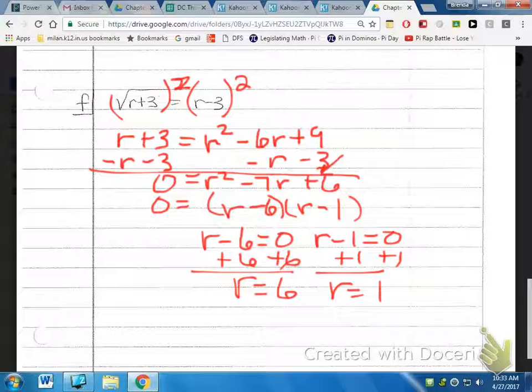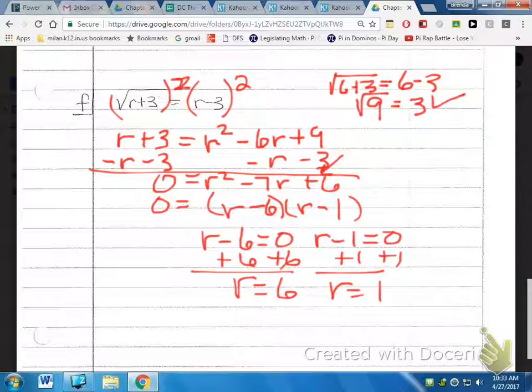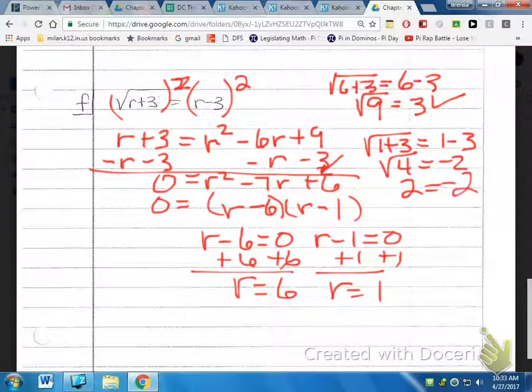I need to test. So if I test the r equals 6 first, radical 6 plus 3 equals 6 minus 3. So radical 9, what is that? So that's a good answer. Test the 1. Radical 1 plus 3 equals 1 minus 3. What's radical 4? 2 does not equal -2, so that is a bad answer. That is extraneous. So r equals 6 would be the only answer that you would give.